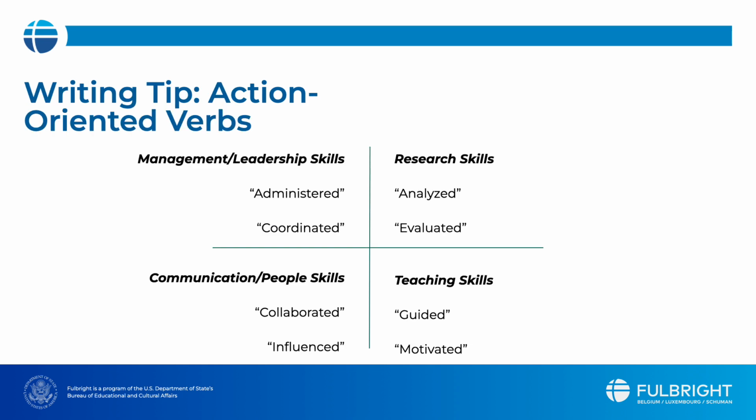Now, when writing bullet points that summarize your experiences, skills, or previous roles, you should always try to use action-oriented verbs that exemplify exactly what it is that you did. So here you can see some examples of verbs that you can use depending on the type of skill you are writing about. Examples of action-oriented verbs are administered, analyzed, collaborated, guided. These are action-oriented verbs, which are much more appropriate to use on your resume.